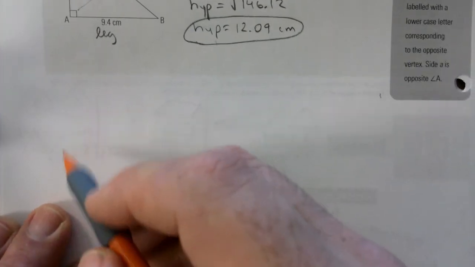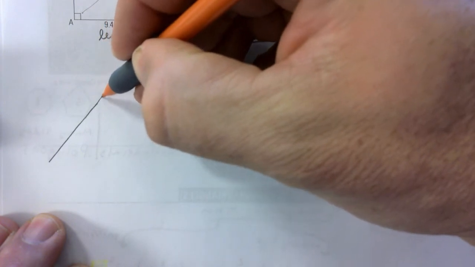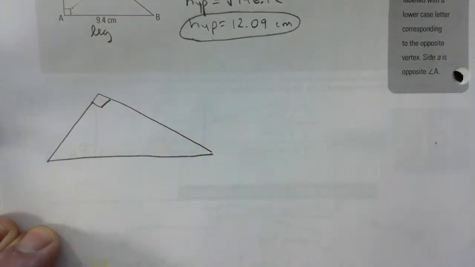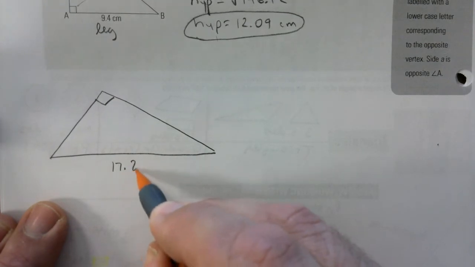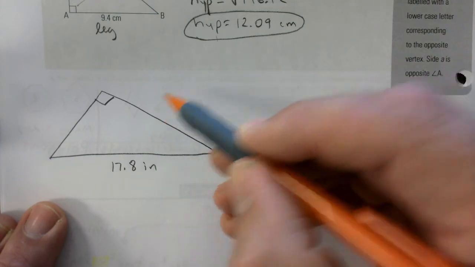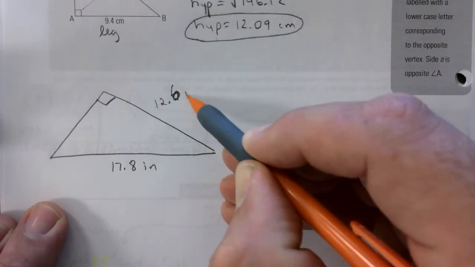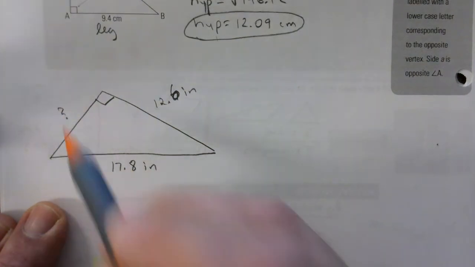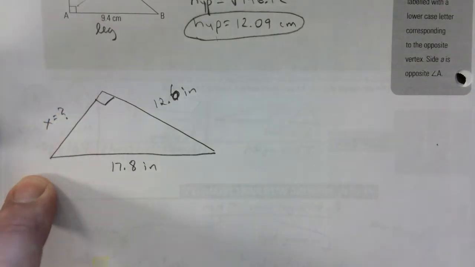Try this one here. I will purposely draw it in such a way that you're not used to it. Draw a triangle like this and put the 90 up here. This is 17.8 inches. This is 12.6 inches. And determine that side. We can call that x, right? Find side x.